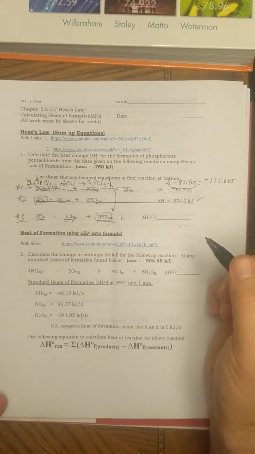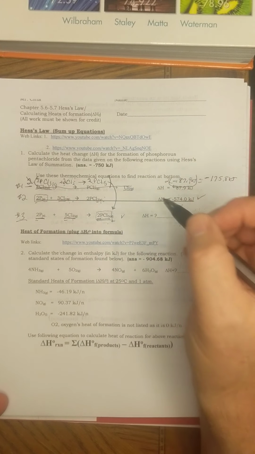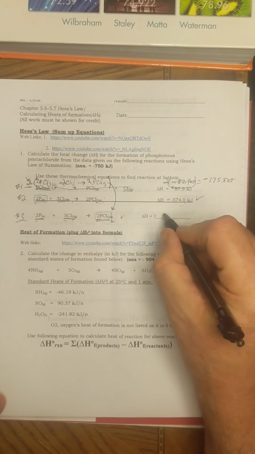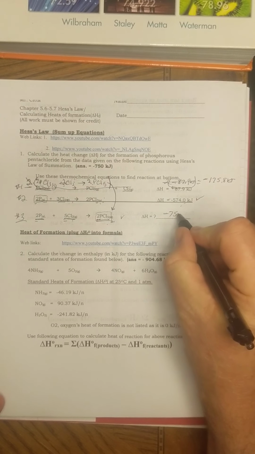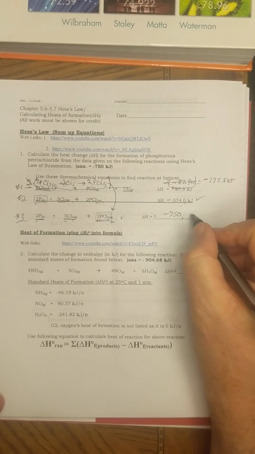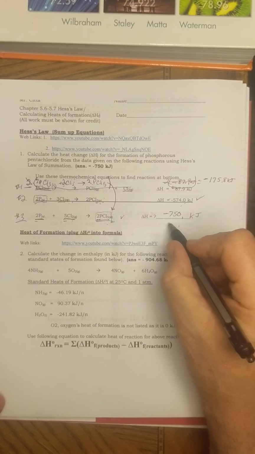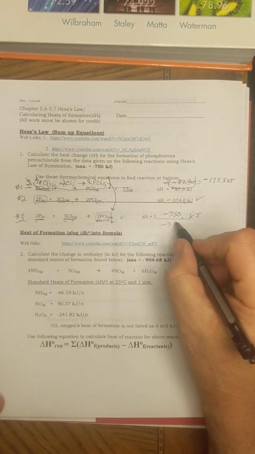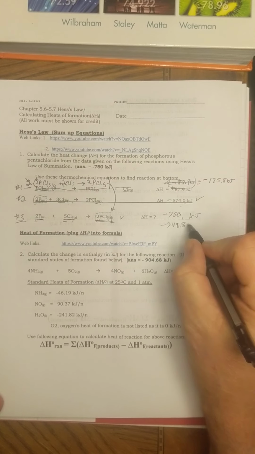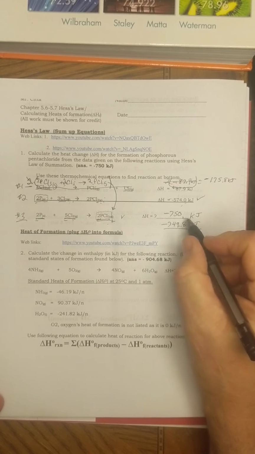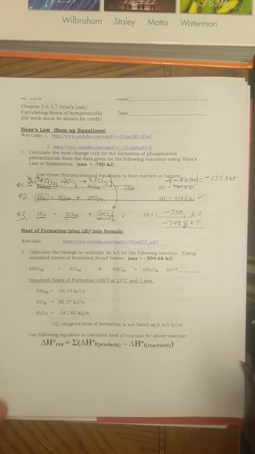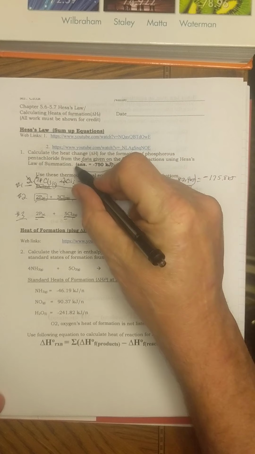Okay, and now I can just add up my delta H's, and it comes to negative 750. I guess I rounded that off, but if I do sig figs right, it should be negative 749.8 kJ, to the tenth. Okay. You do have the answer given, so you know that you're right.